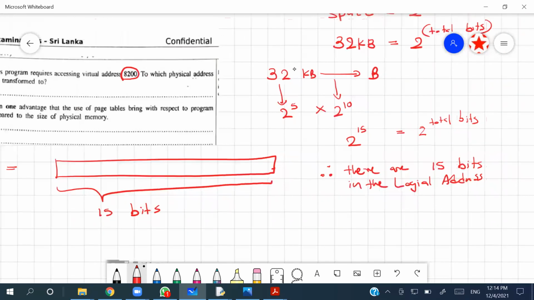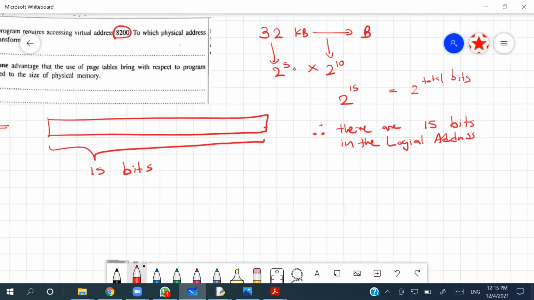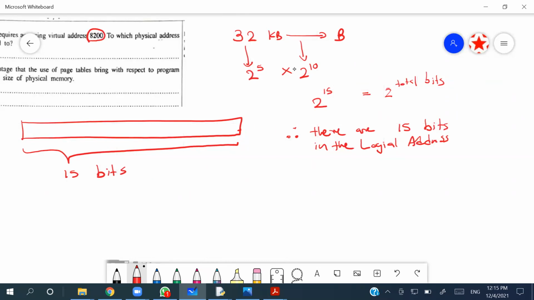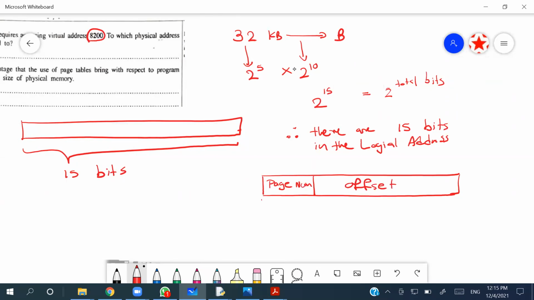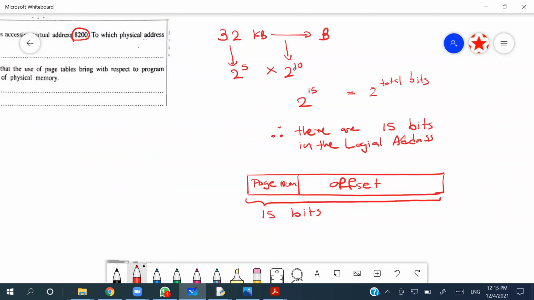Right. So yes, here I'm clearing things out. What we have done is first we determined how many bits are there in the logical address. We found out there are 15 bits in the logical address. So I'll draw a 15-bit logical address over here. We got a page number and the offset. Now we know there are 15 bits in the logical address. Now we are going to figure out how many bits are there in the offset.